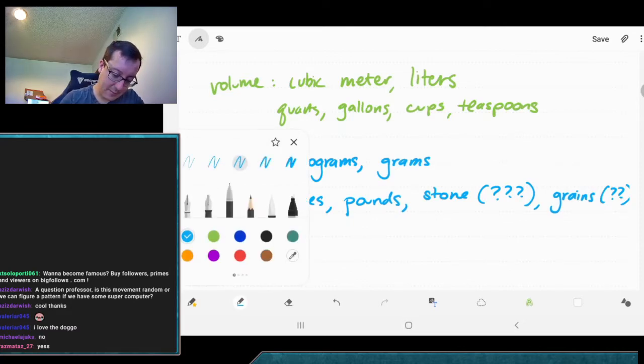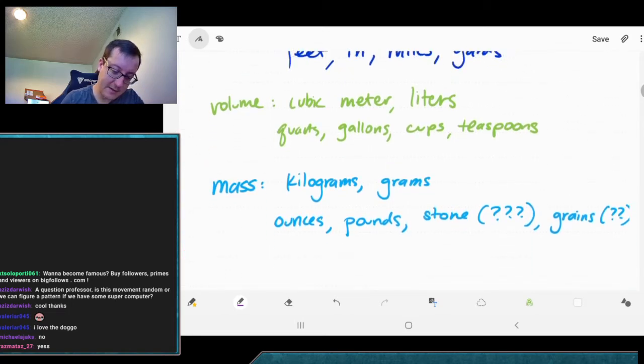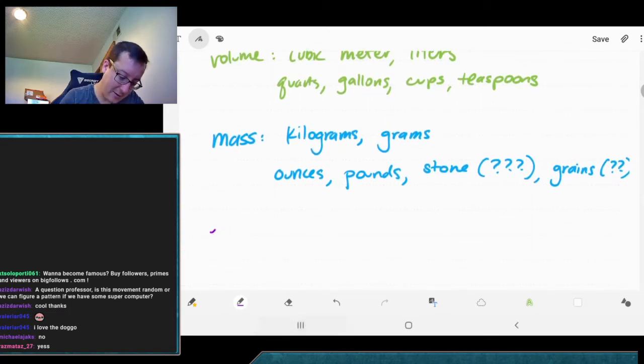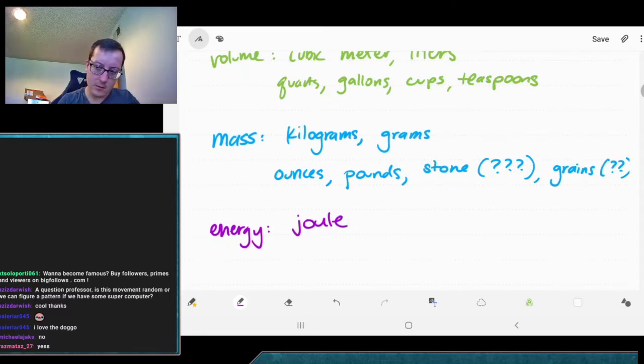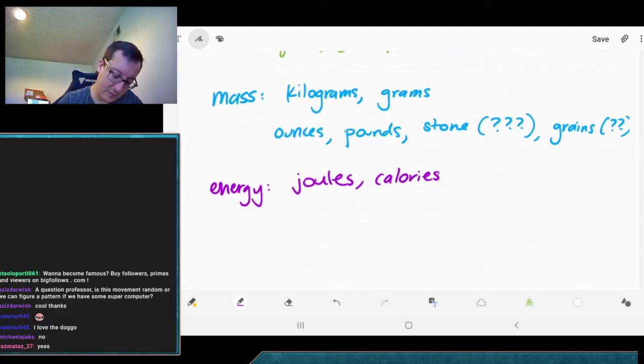All right, let's see. What other quantities do we have, and what other colors do we have? Purple. Okay, purple's next. How about energy? What do we use in the US for energy? Oh, calories, right. Joules and calories are kind of our main units there. We still use calories in science. So it's both of those. So we'll use joules or calories there.